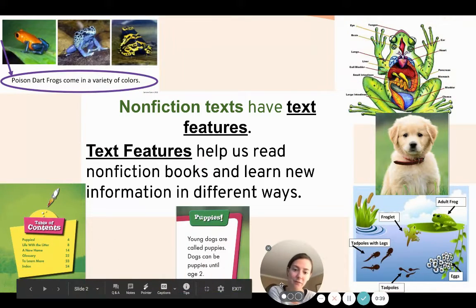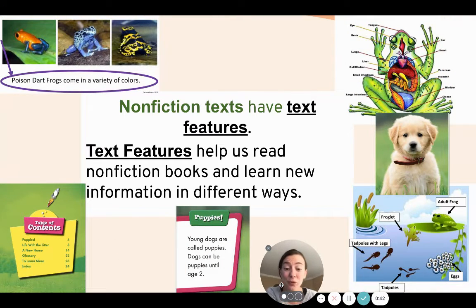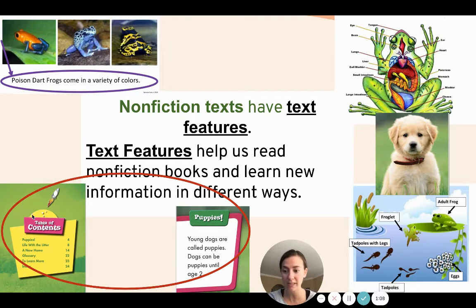Let me move myself over here. Friends, you may have already been reading these nonfiction text features. Up here, you may notice a caption that's usually under a picture. You may have already noticed some diagrams in your nonfiction books. Definitely lots of photographs, labels on those pictures. And today we're going to talk about two text features called a table of contents and headings.